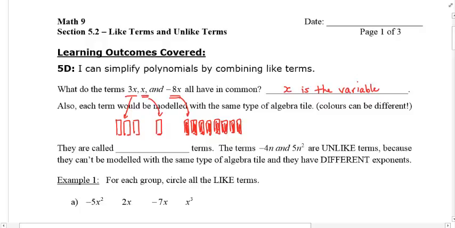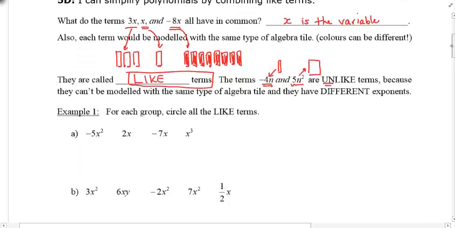Now, when they are common, we use a special name in math. Common is too many syllables, so we call them like terms. Now, notice the terms negative 4n and 5n squared, even though they have the same variable of n, are unlike terms. Because if you were to model these, remember the n are the rods and the n squares are the big squares. They don't have the same shape. So please, please, please, and my grade 12 students still get this wrong sometimes, please tell me these are not like terms.